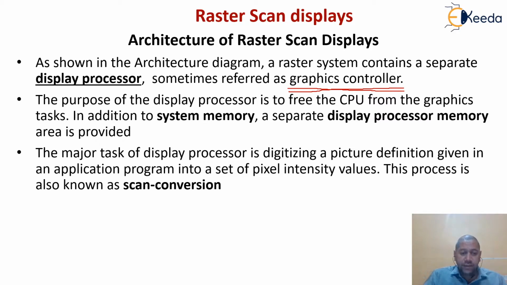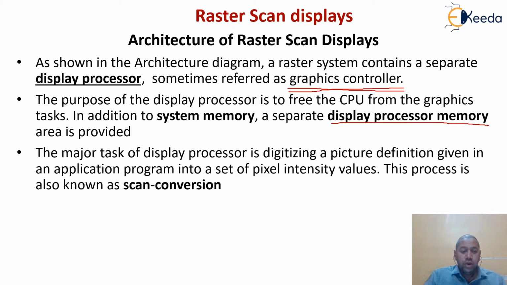Now as we have this graphics processor, it also requires some memory, which it can access or read from. So in addition to system memory, a separate display processor memory area is provided, so that this display processor memory area can be accessible to the display processor.